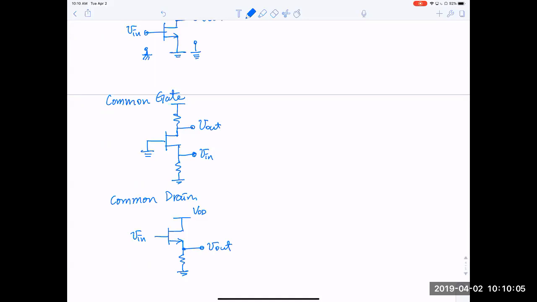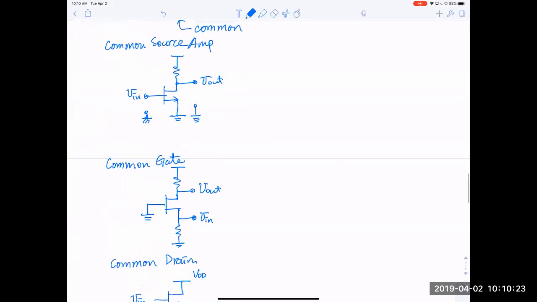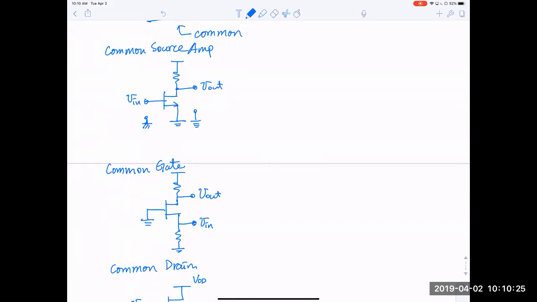Okay, and these 3 combinations of circuit actually give you a reasonable tool set to produce low or high input impedance, or high or low output impedance. So you have the complete tool set to do that. If every amplifier is a common source amplifier, then you don't have the complete tool set to do that.